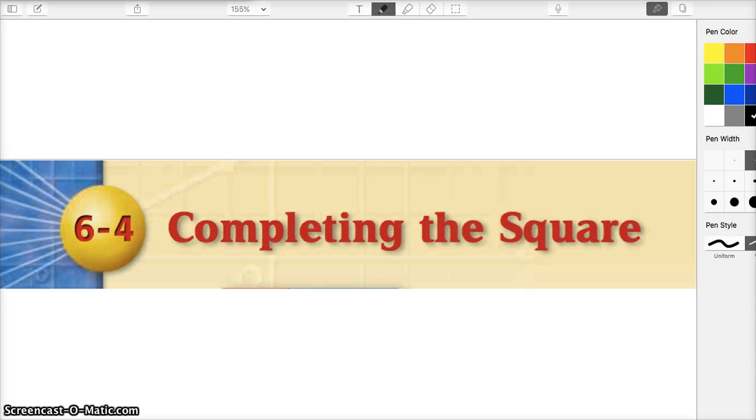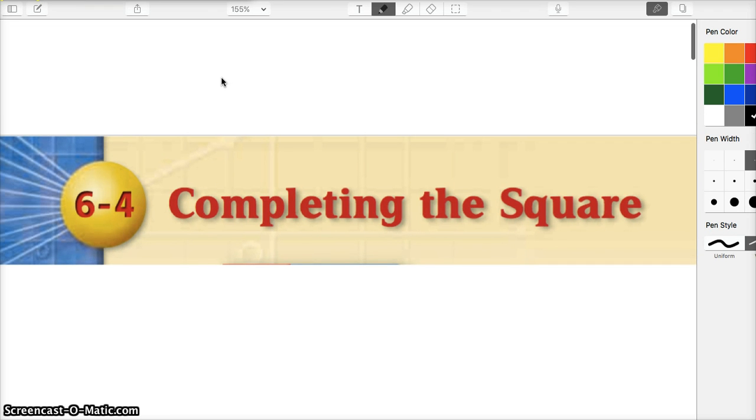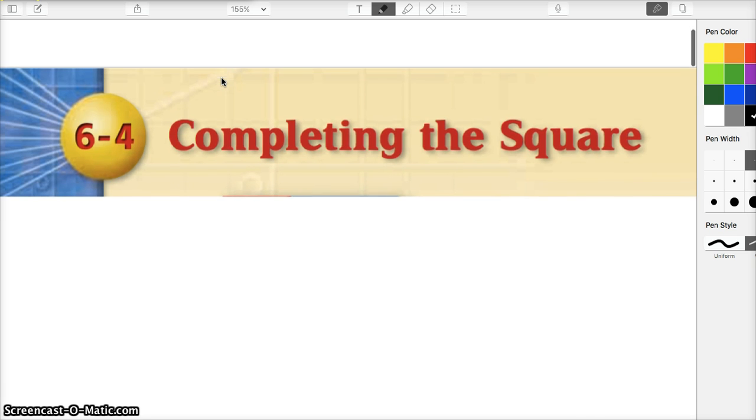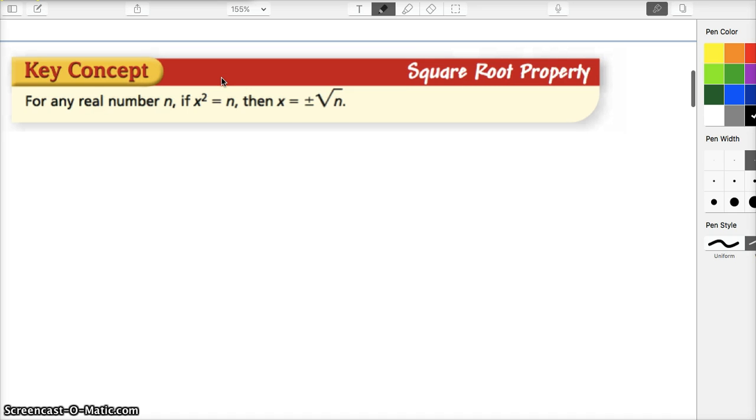Good morning, Algebra 2. Here we are in section 6.4 doing one of my favorite things, completing the square. So today we're going to talk about this very powerful technique of solving quadratic equations. And this is powerful because you can solve any quadratic equation this way, even if you don't like this method. Even if you can't factor the quadratic equation like we were doing in the last section, section 6.3, you can solve it by this form.